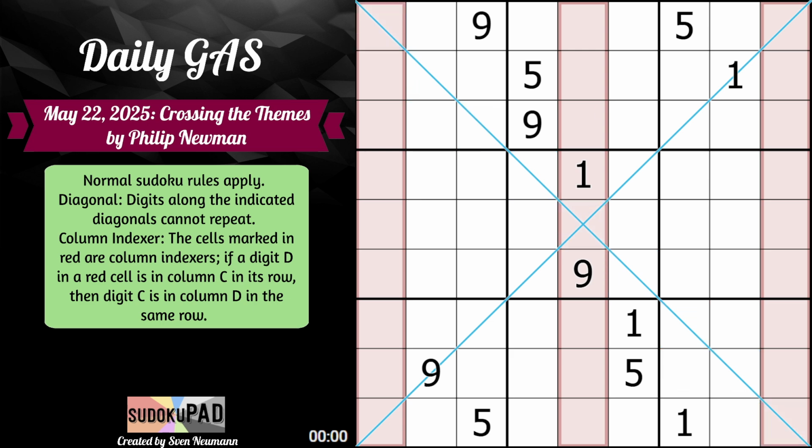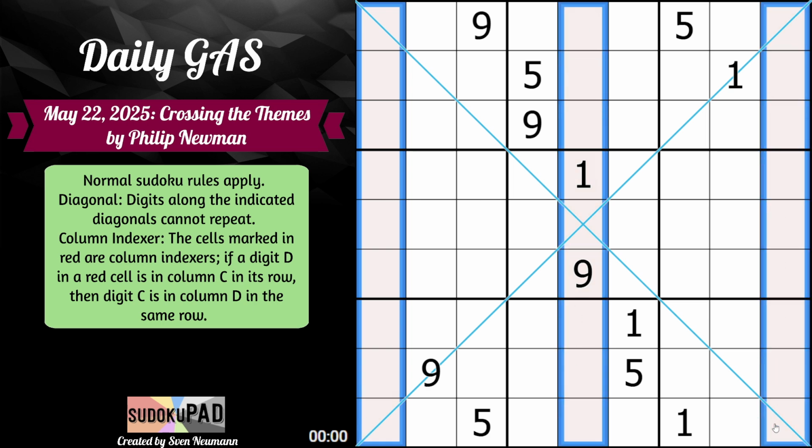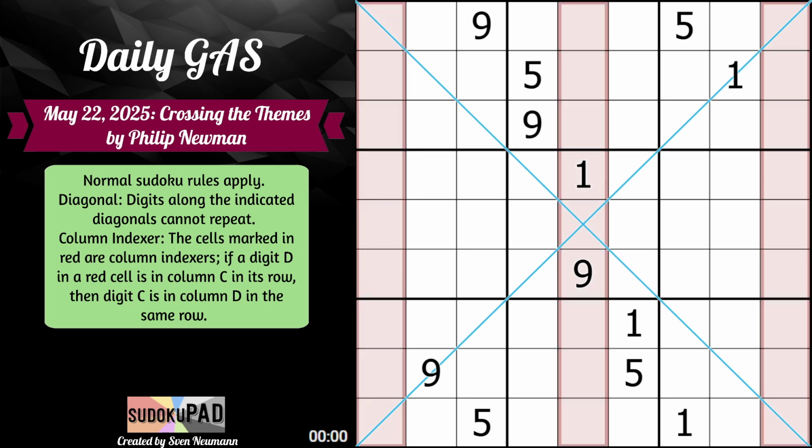Then we have our column indexer. Philip does note that all the cells in columns 1, 5, and 9 are column indexers. That's why they are shaded red. The explanation can be a little complicated, but essentially, this all exists in row 1 of the column. So this indexes to the 1 in the row. For example, let's say the 1 was here, then this would be a 4, because the 4 tells us that the 1, because this is the first column, must go in position 4.